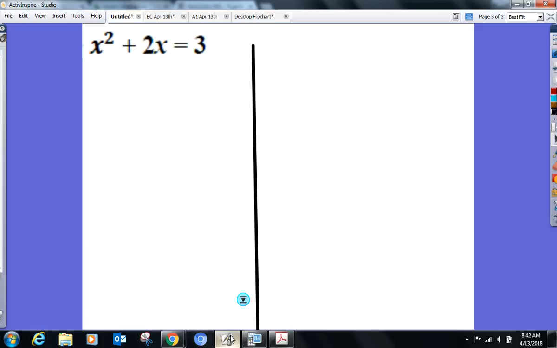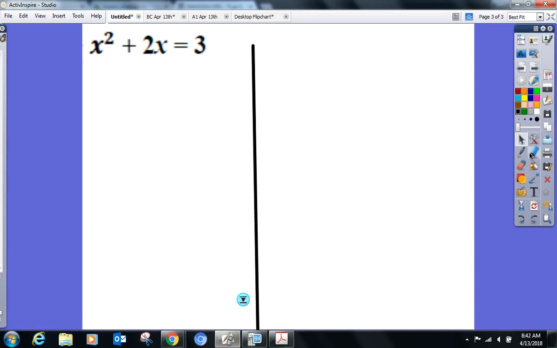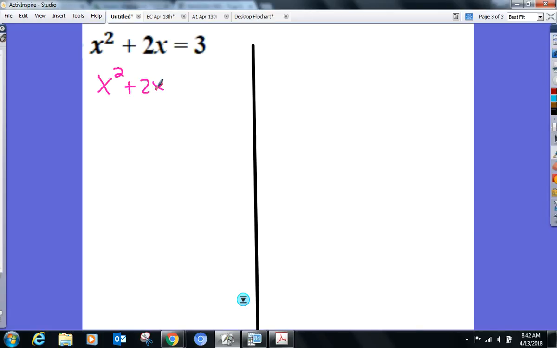Move the 3 over. Just pay attention, that's all I'm asking right now. We're not writing anything in the notes. X squared plus 2x minus 3 equals 0. He moved the 3 over. Now what do you want me to do?